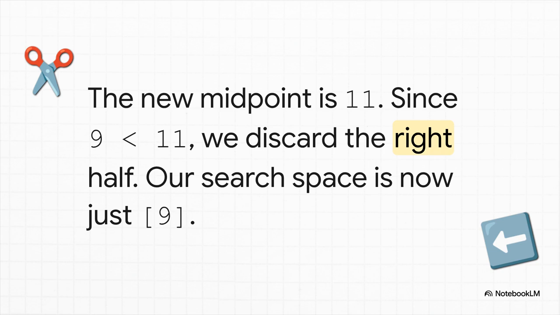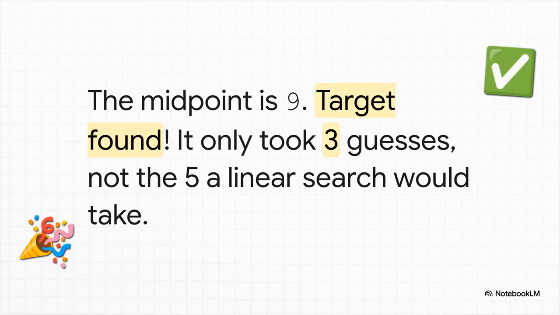And just like that, we're left with only one possible number, 9. Step 3, the midpoint is 9. We found it, and look at that, it only took us 3 checks. Remember, the linear search would have taken 5, so even on this tiny little list, it's already way more efficient.